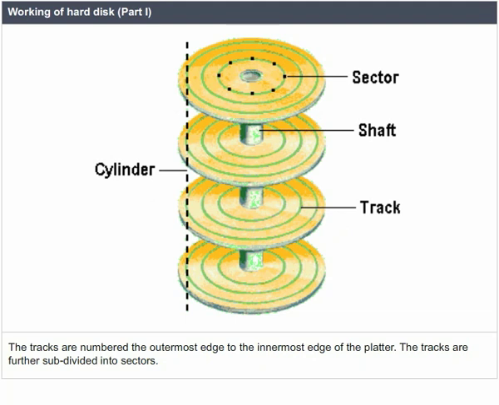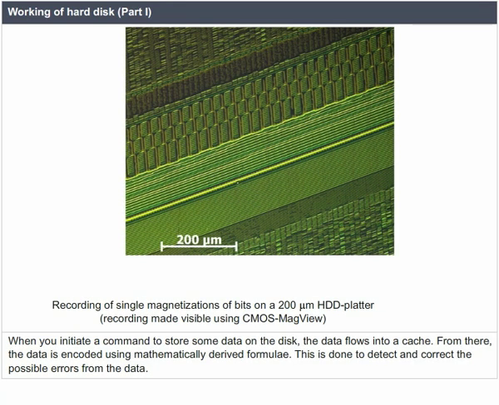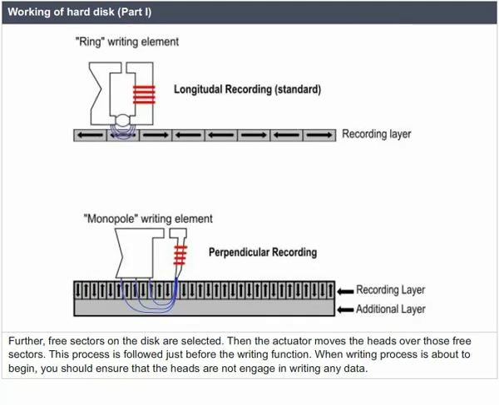When you initiate a command to store some data on the disk, the data flows into a cache. From there, the data is encoded using mathematically derived formulae. This is done to detect and correct possible errors from the data. Further, free sectors on the disk are selected, then the actuator moves the heads over those free sectors. This process is followed just before the writing function.